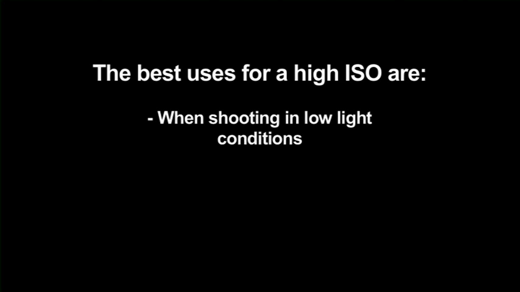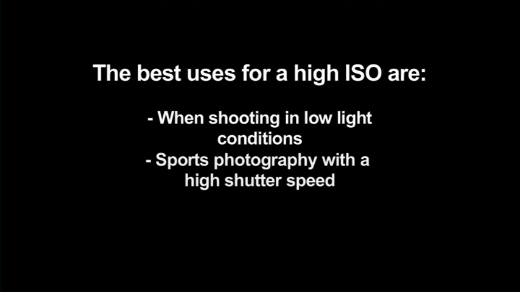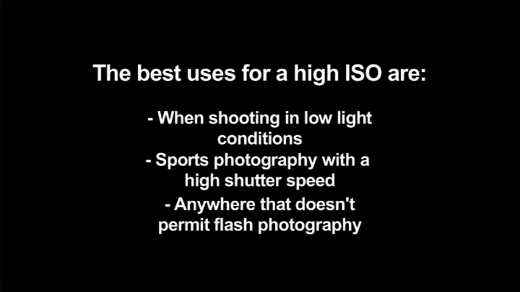Best uses for a high ISO are when you're shooting in low light conditions, when you're shooting sports where you want to increase the shutter speed, or anywhere that it's not permitted to use a flash, so you have to use the ambient lighting. Remember, always shoot on the lowest ISO possible to achieve the lowest noise in your image. This will improve your chances of getting the best photo.